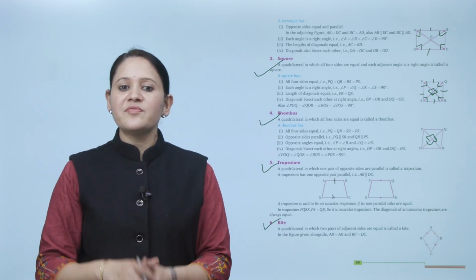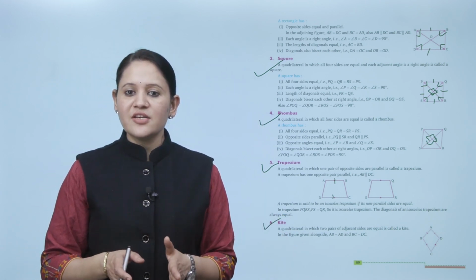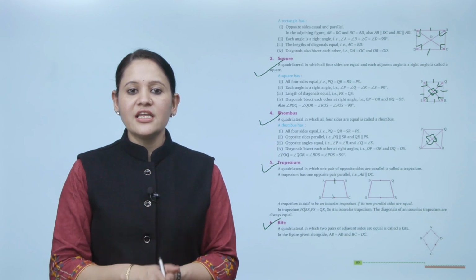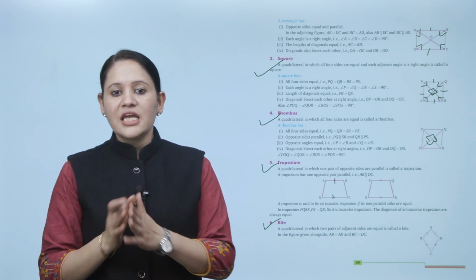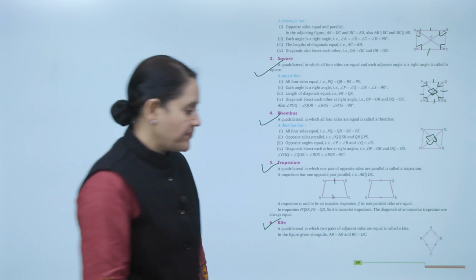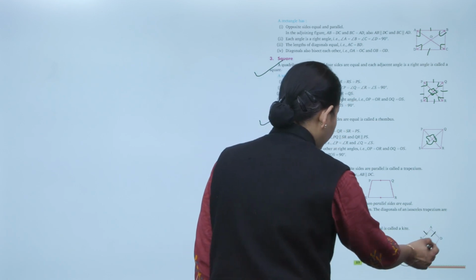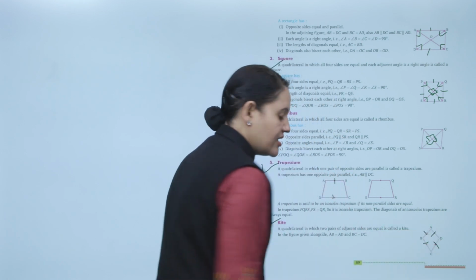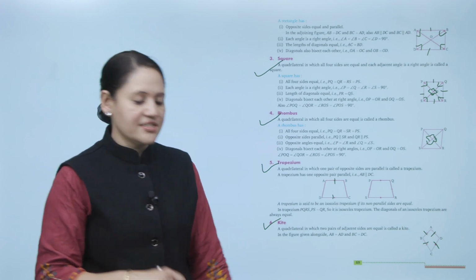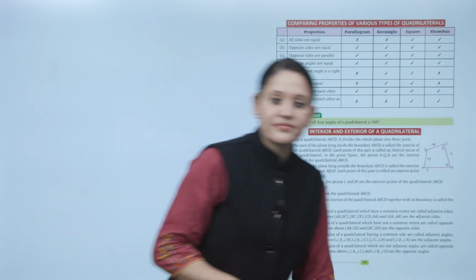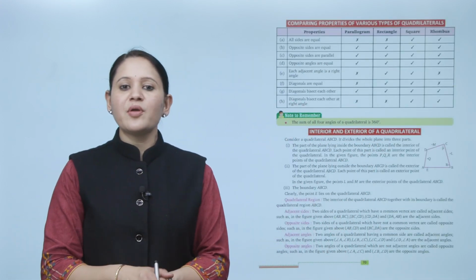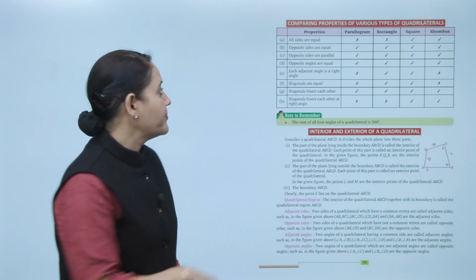A quadrilateral in which two pairs of adjacent sides are equal is called a kite. In the figure given below, AB equals AD. AB and AD will be equal and BC and DC are equal. So this is a kite shape. Next is comparing properties of various types of quadrilaterals.